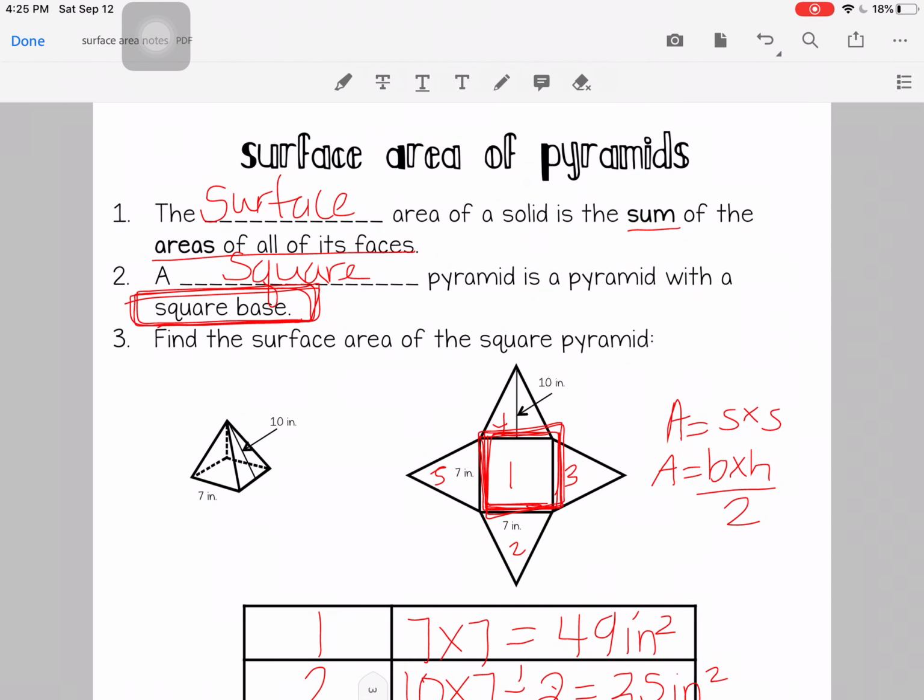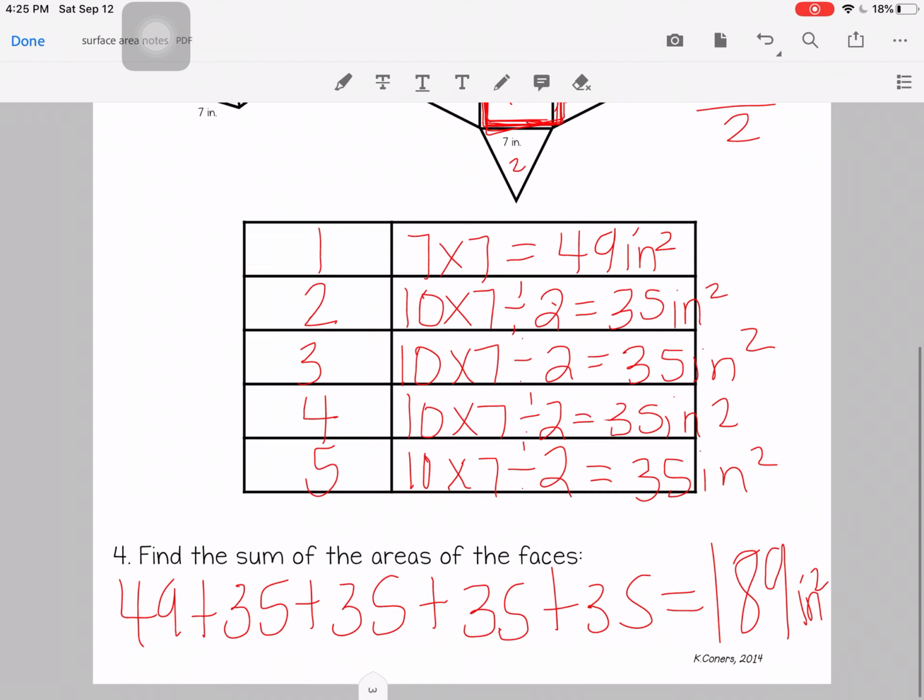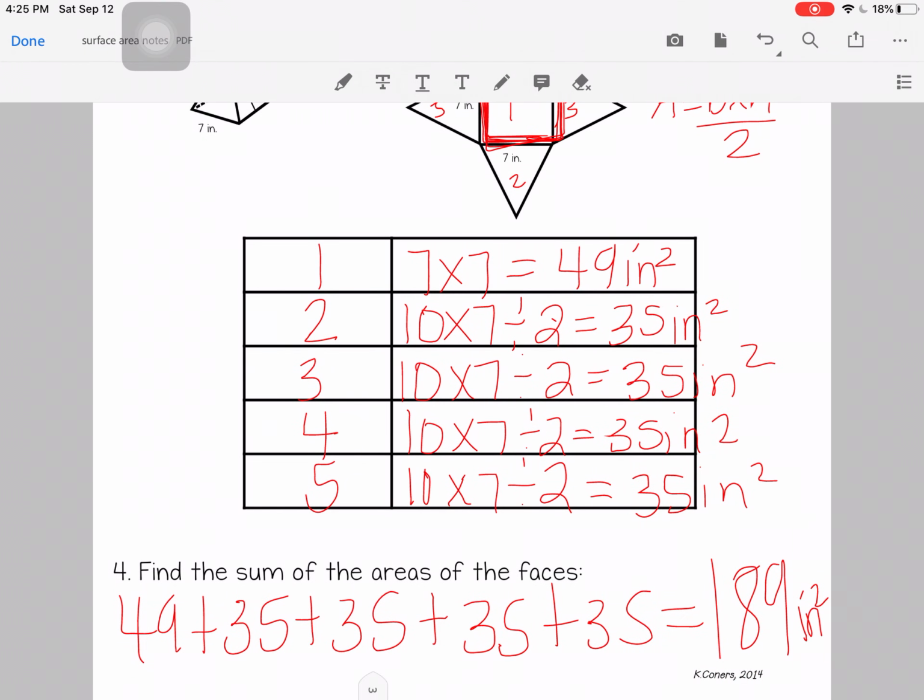So that is the total surface area of my pyramid. Surface area means, if I wanted to cover this pyramid with paper, per se, it would take 189 square inches of wrapping paper to cover this. So surface area is when you want to cover something.